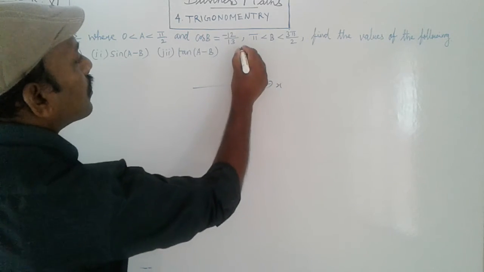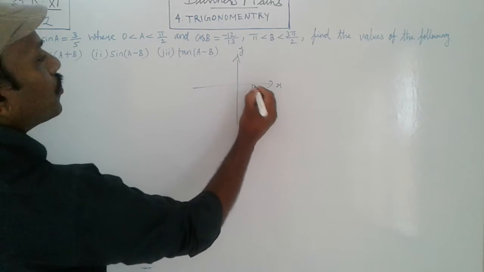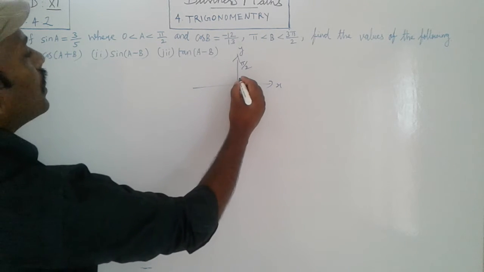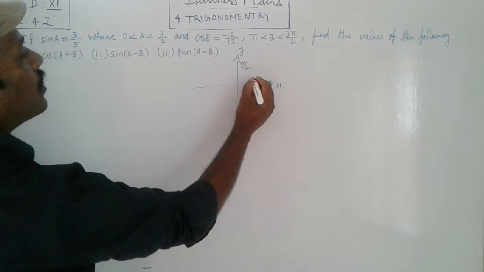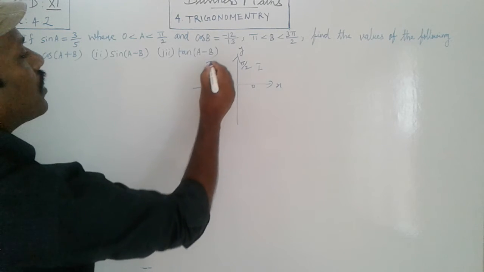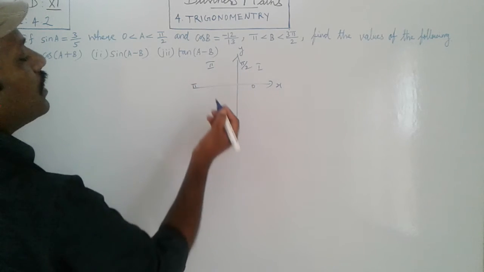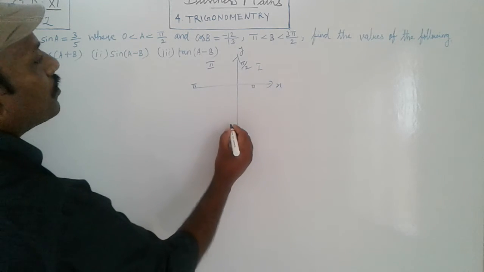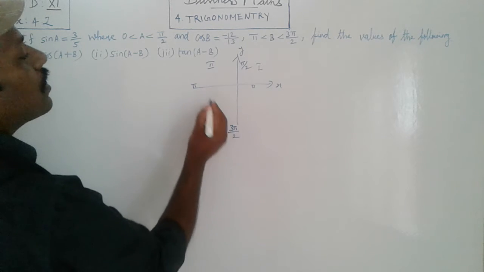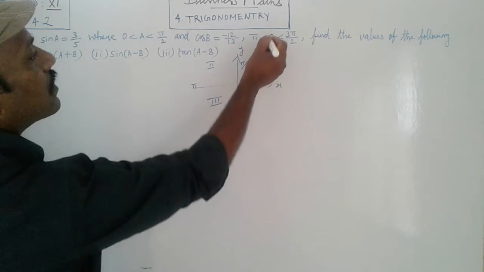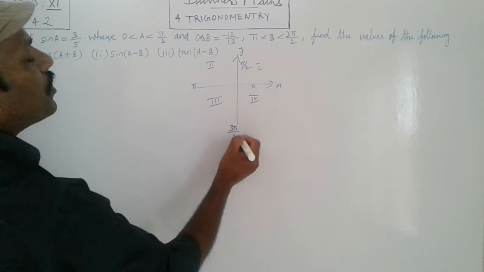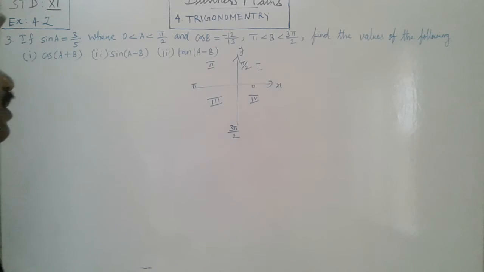This is the x-axis, y-axis, 0 to pi by 2. This is the limit, 0 to pi by 2. This angle is A. Between the angle, A, we should take the first quadrant. This is the first quadrant. Second quadrant is pi by 2 to pi, 180 degree. Next, third quadrant is pi to 3 pi divided by 2. Pi to 3 pi by 2 is the third quadrant. So the third quadrant is B's value. Next, fourth quadrant is 3 pi by 2 to 360, that is 0 degree.